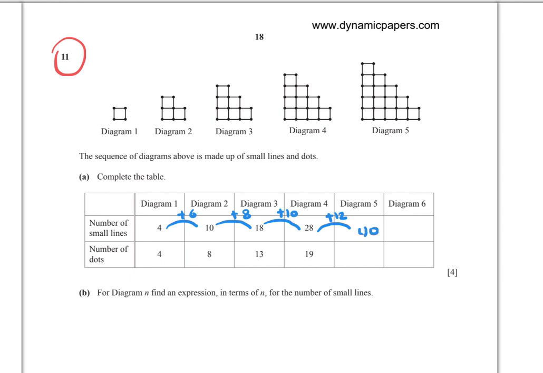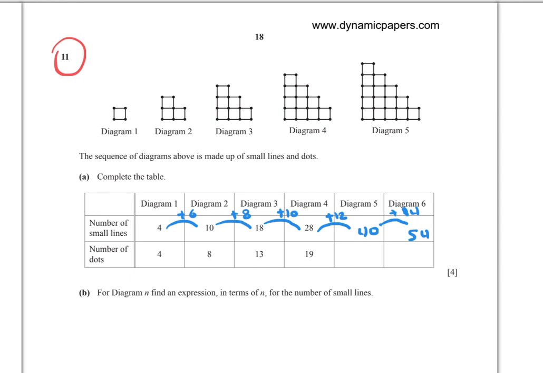And also you can check by counting the number of lines. Then next one, you have to add 14. 40 plus 14, so 54. Now for number of dots. For diagram 1 we have 4. Diagram 2 we have 8. Diagram 3 we have 13. Diagram 4 we have 19.